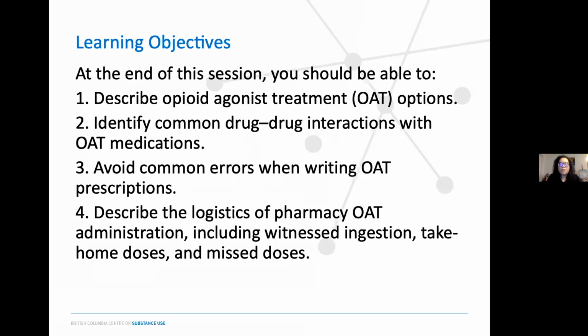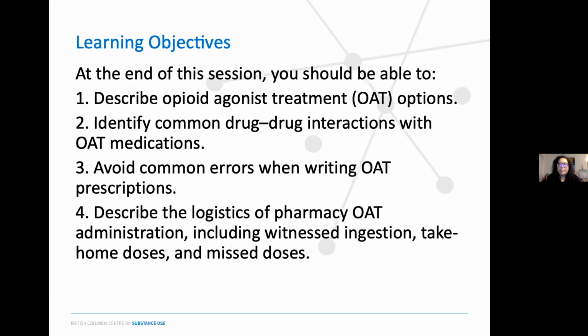some common drug-drug interactions. There's a table there that you could cut if you're practicing or you're wondering about it in general, so that you have it on hand. Common errors when writing OAT prescriptions. And if you are an individual receiving a prescription, what are we looking at before you leave an office? That makes it a lot easier.